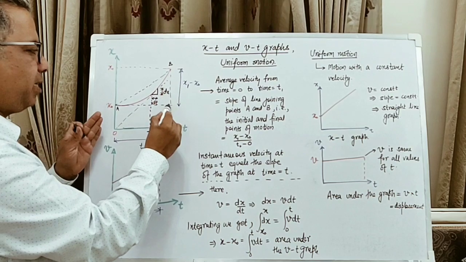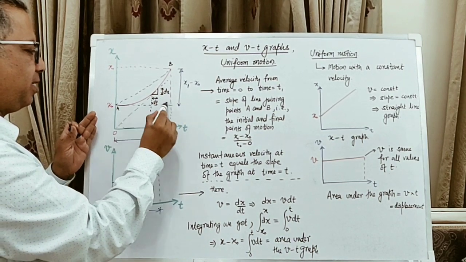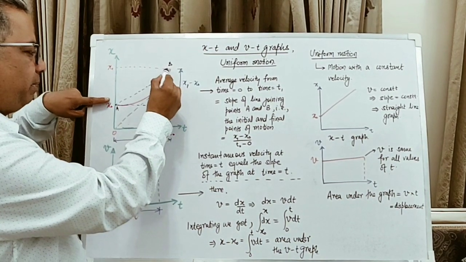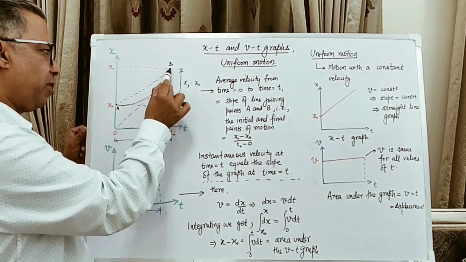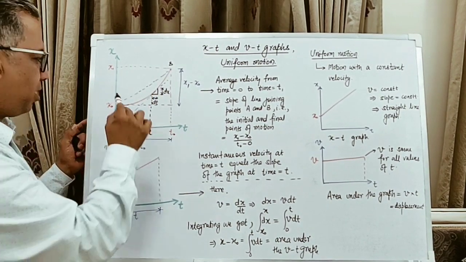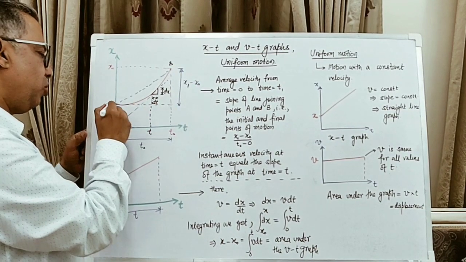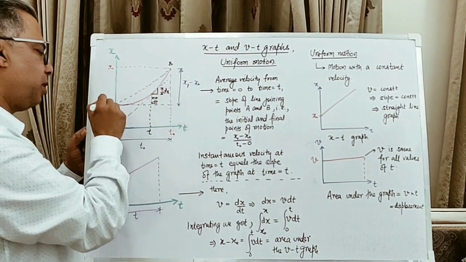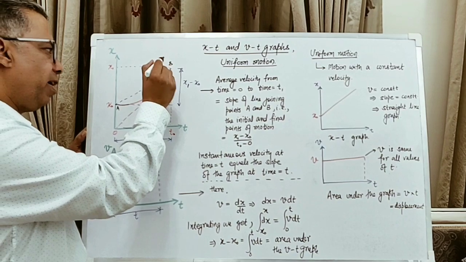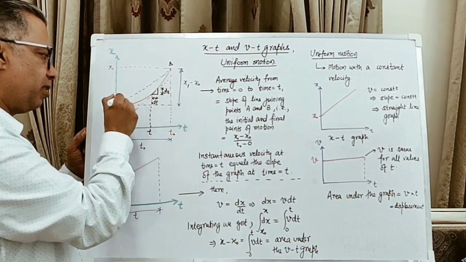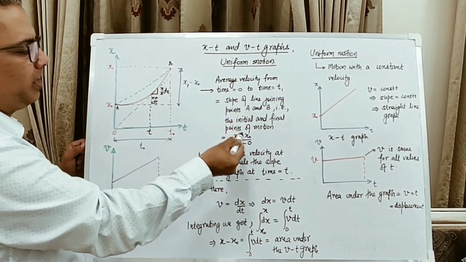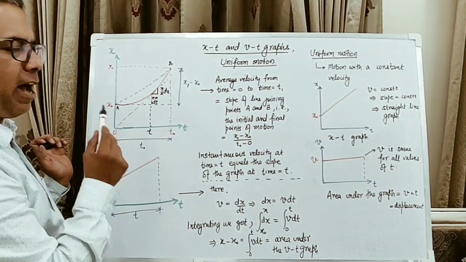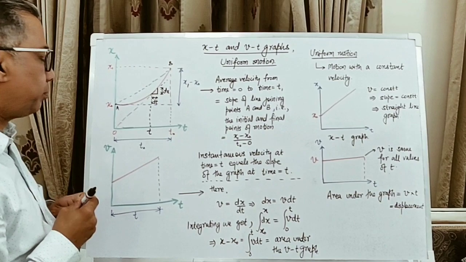Now x1 minus x0 by this length t0 should give me the slope of this straight line that I draw from the initial point to the final point on the graph. So if I join the initial point representing this motion with the final point with a straight line, the slope of this straight line gives me the average velocity.